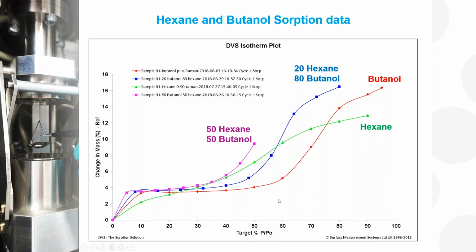So hexane by itself in green, butanol by itself in red, 20% hexane, 80% butanol, and then 50-50. As you can see over here, the absorption study showed that whenever we add butanol to the sample, the shape of the isotherm is very similar to the one of pure butanol. No matter how much butanol we have, even 50-50, the shape of the isotherm is very consistent, is very repeatable.